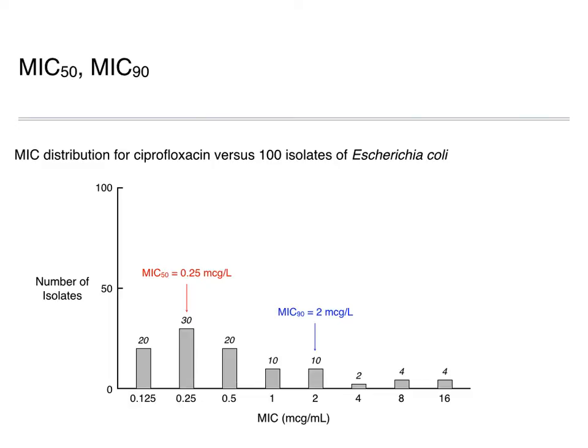So we use these as overall population figures to give an overall representation of resistance in a population. So for instance, in a hospital, you might say, well, what is the MIC 90 for us for ciprofloxacin against E. coli? And if you knew the answer to that, it would give you an overall sense of the amount of resistance in that hospital, for instance.